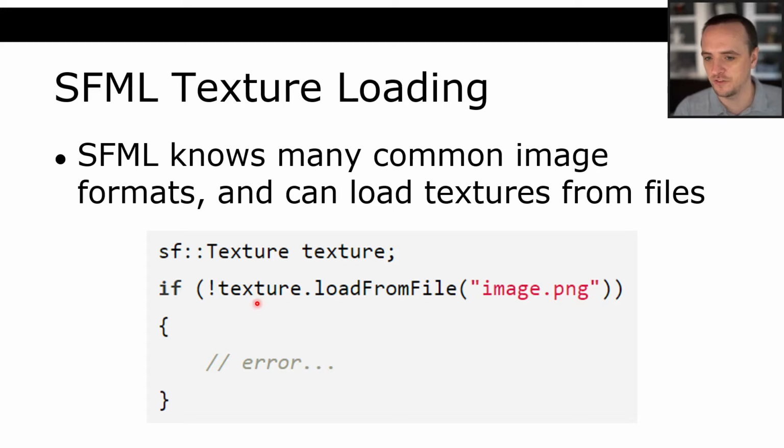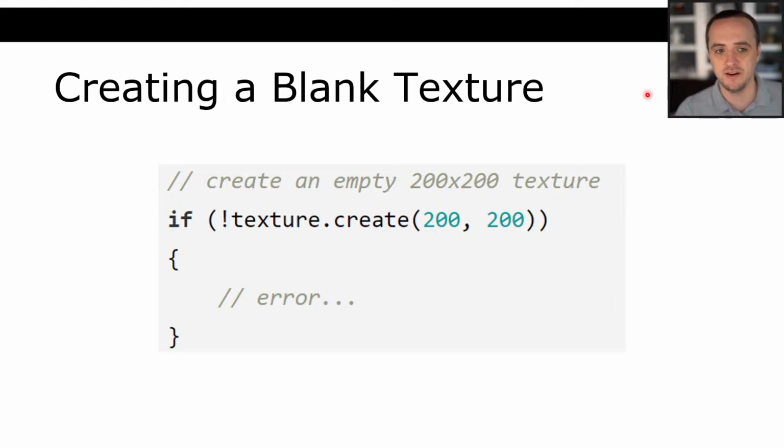And we can call loadFromFile on an image file. If the loading of that texture was successful, it's going to return true. If it's not successful, then `not texture.loadFromFile` will be called, and we can throw out some error. So this is very basic image loading error handling in SFML. But that's it. You create a texture, you load from file, and then that data is loaded from file for you. If you want to create an empty texture, you can do that as well.